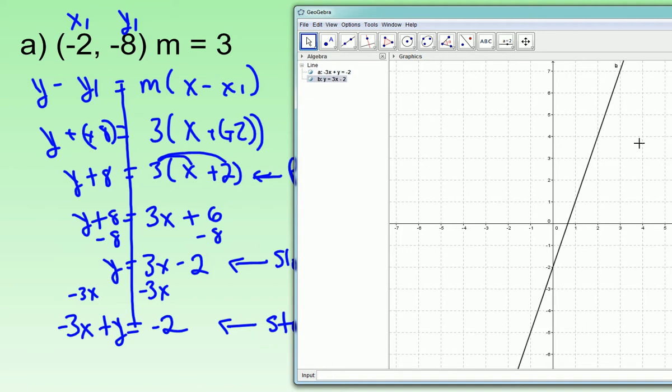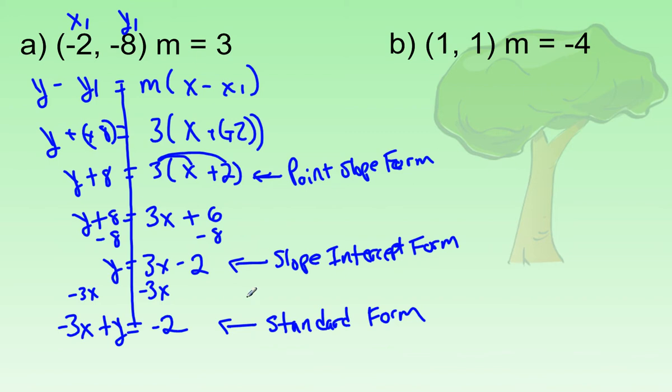Okay, second equation, y equals 3x minus 2. You may not notice it, but the same line is over top. It's the same line. And if I graph the third one, negative 3x plus y equals negative 2. Again, we have the same exact line. All 3 lines are right over top of each other. So this is the same thing. It's just written 3 different ways.